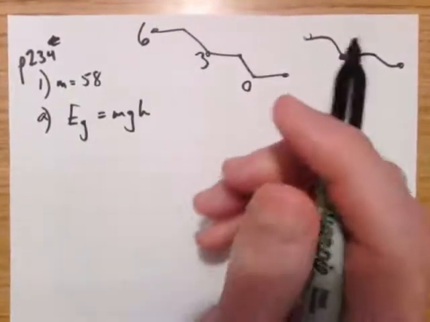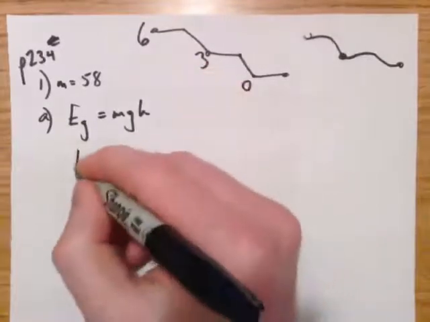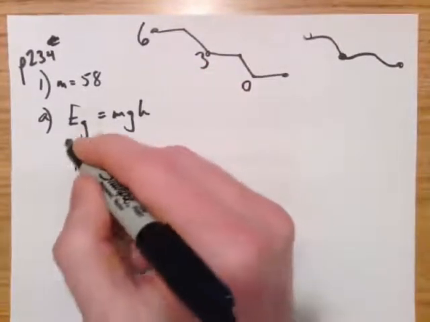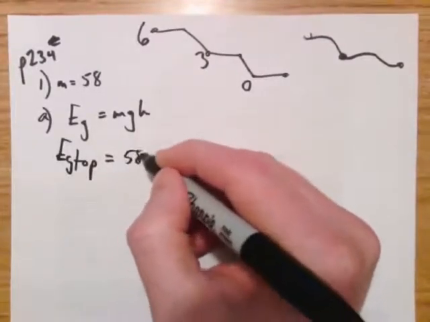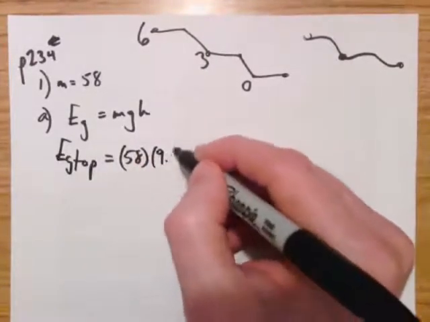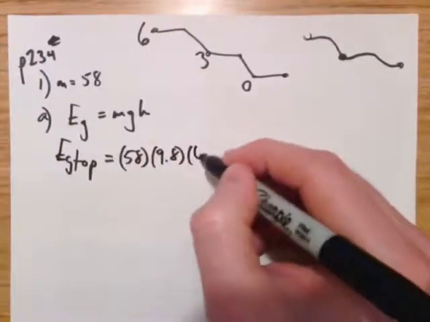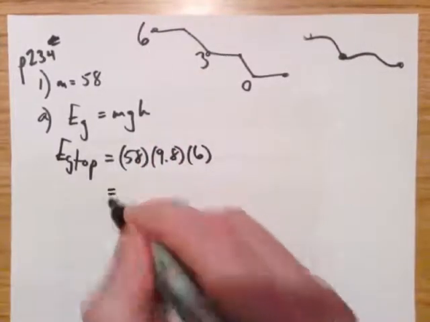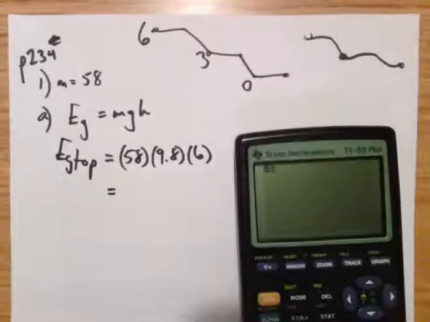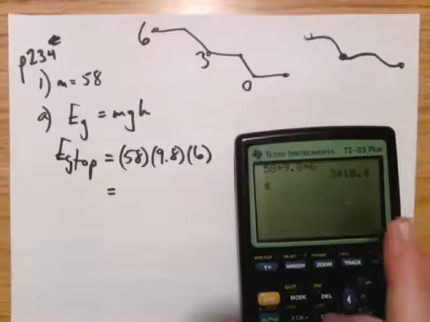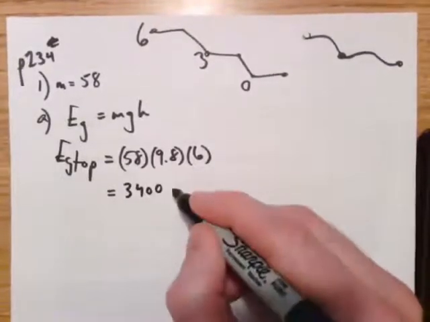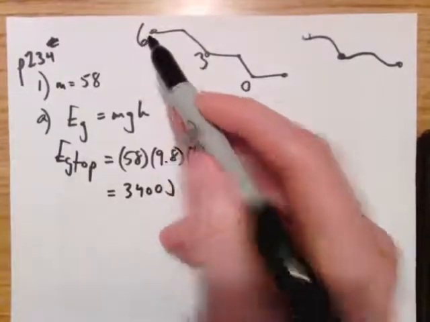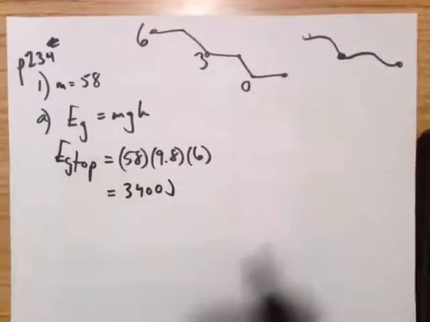So at top, I'm going to say EG top equals, so the mass is 58. G is gravity, 9.8. The height, 6. I think you can see where this is going. 58 times 9.8 times 6. 3410 or 3400 with 2 sig figs. 3400 joules. This is at the top. This marker's really smelly.